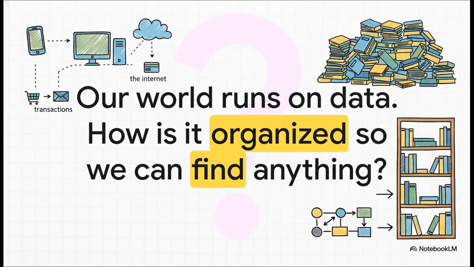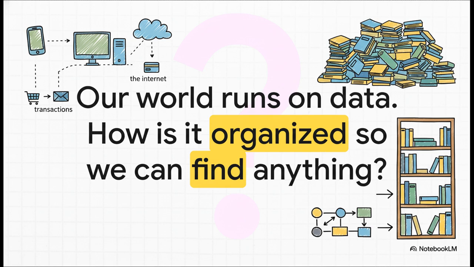I mean, just stop and think about it for a second. Every single app you use, every website you visit, every online purchase, it's all just data. Mountains of it. Without some kind of system, it'd be total chaos. It'd be like trying to find a specific book in a library where all the books have just been dumped into one giant pile. So how do we find anything?